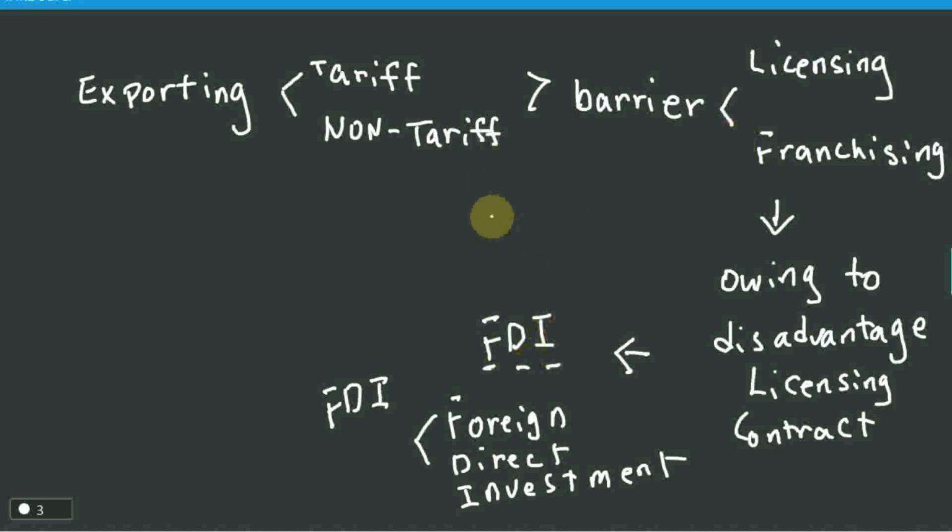We have two kinds of investment. Number one investment: merger and acquisition, which we call M&A. Number two investment: greenfield investment.